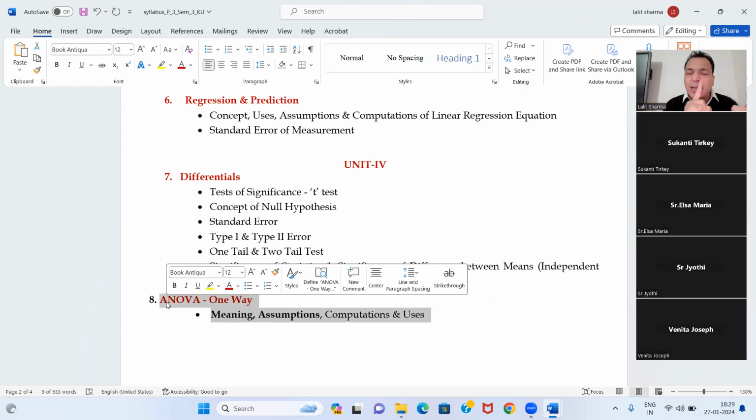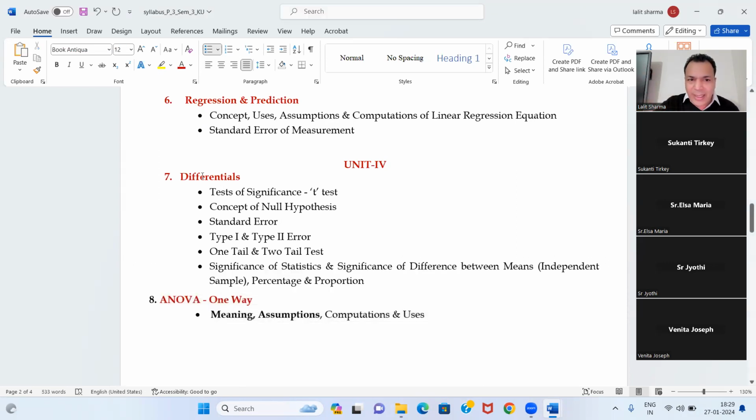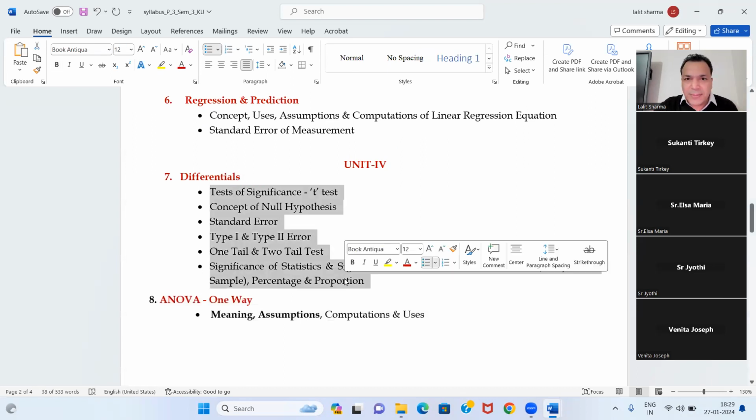Okay, what is ANOVA? What is the significance of ANOVA? And what are the assumptions of ANOVA? What are the uses of ANOVA? Even what is the formula of ANOVA? Okay, even solve 1 or 2 questions. I tell you, this is very easy, right? And you learn this part for the short question.